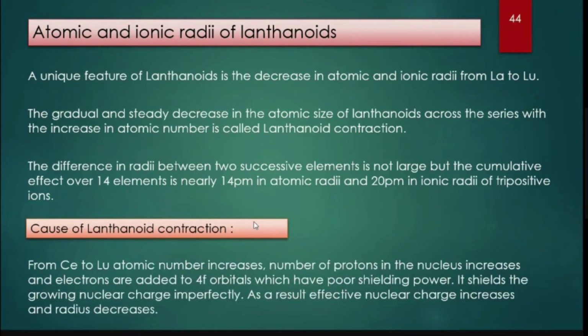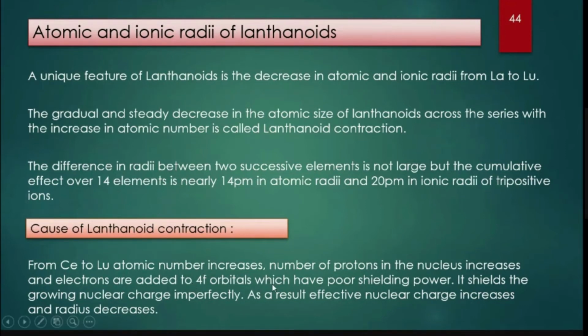What is the cause of lanthanide contraction? Now we shall see. From cerium to lutetium, as we move from left to right, what is the one thing that you can notice? Atomic number increases. What is atomic number? It is the number of protons present in the nucleus of an atom. So if in any atom of an element the number of protons is increasing, it means the number of electrons will also increase.